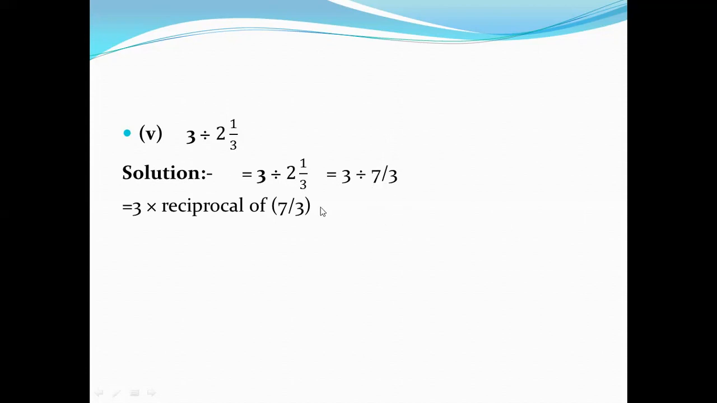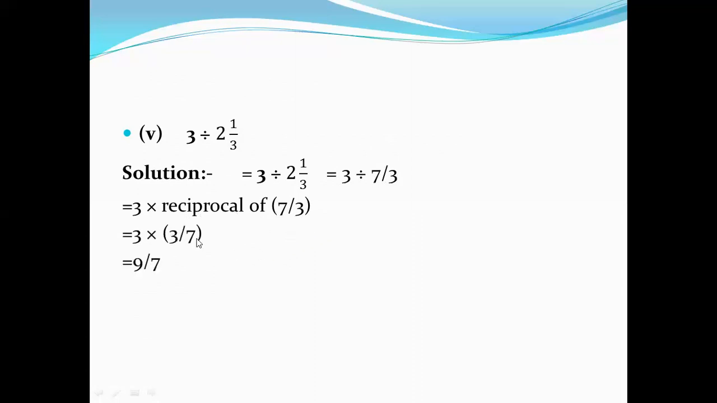Numerator, how will you change? 3 2s are 6, 6 plus 1, 7. 7 by 3. So now you have 3 divided by 7 by 3. We will change this division symbol into multiplication symbol. Instead of 7 by 3, we have to write the reciprocal of 7 by 3. What is the reciprocal of 7 by 3? That is 3 by 7.